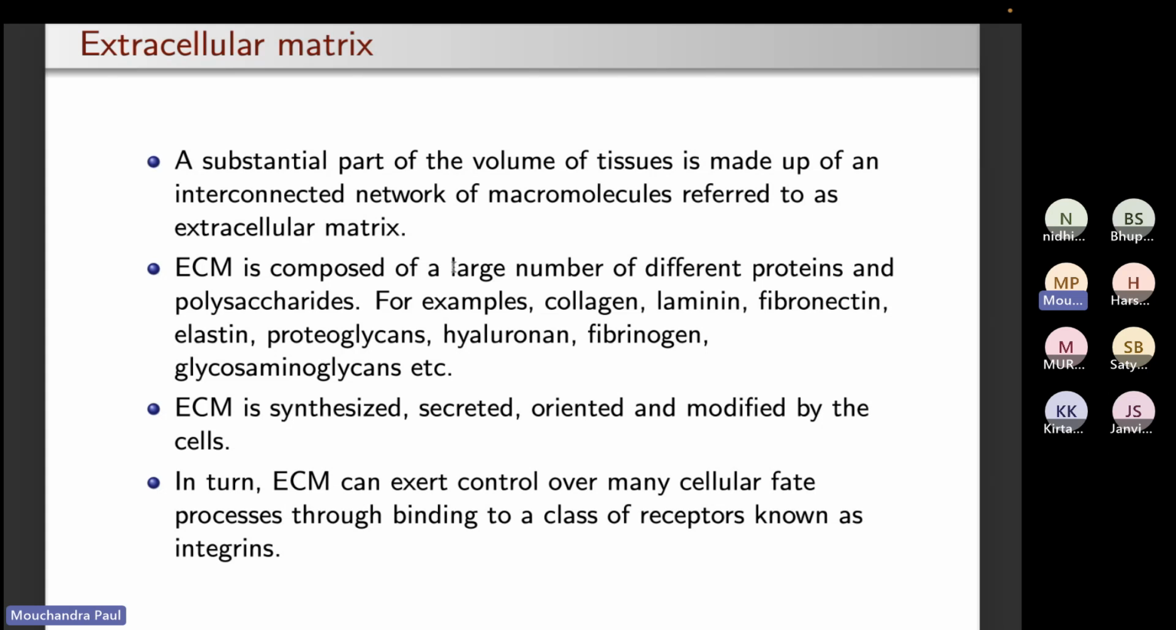We will discuss in subsequent sessions. Cellular fate processes basically refer to the basic cell functions like cell migration, cell proliferation, cell differentiation, cell death, then cell spreading, cell adhesion. These are a few cellular fate processes that a cell will go through, any cell type and any tissue. Without these processes, you cannot understand whether a cell is living or not. If the cell is living, it will go through these processes.